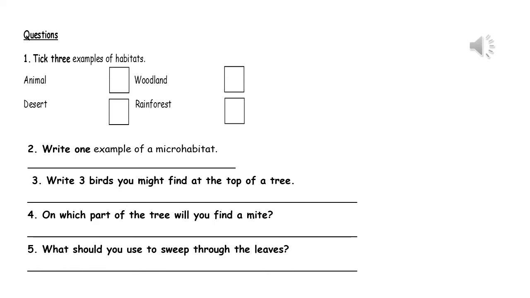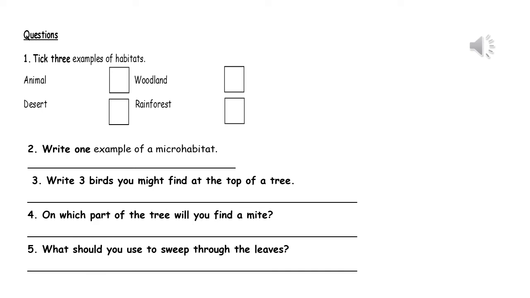Now, let's have a look at the questions and answers of the story. Take 3 examples of habitats. There are 4 options given to you. You have to find out 3 of them. One is not correct. Animal, desert, woodland, or rainforest.